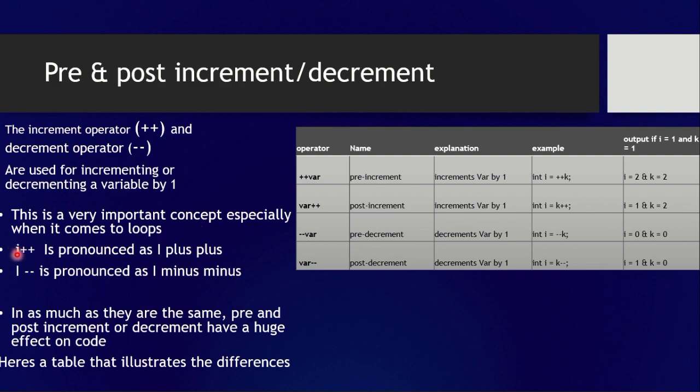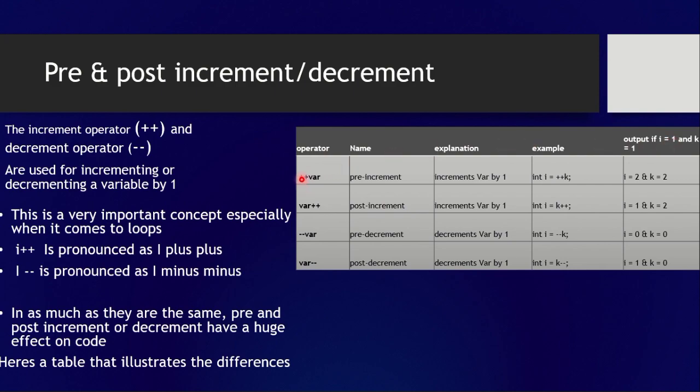I plus plus is pronounced as I plus plus, I minus minus, I minus minus, like so. And in as much as they're the same, pre and post increment and decrement operators have a huge effect on code. So here's a table that illustrates the differences, and we've got an operator, a name, explanation, example, and output if I is equal to 1 and k is equal to 1 as well.